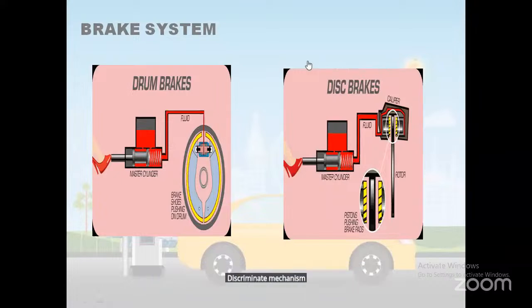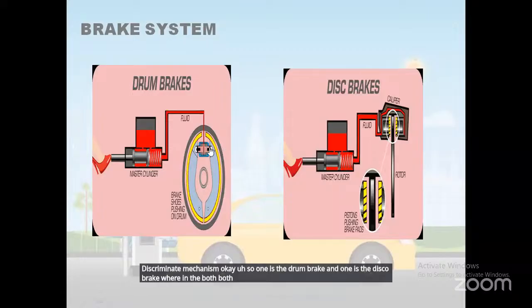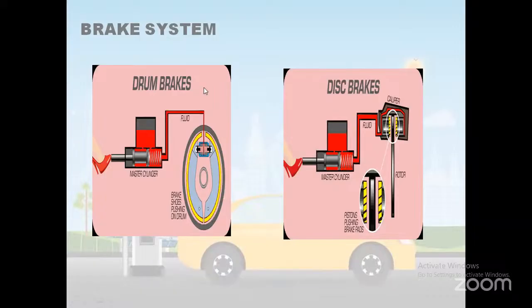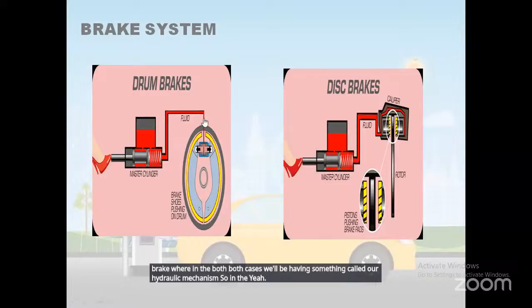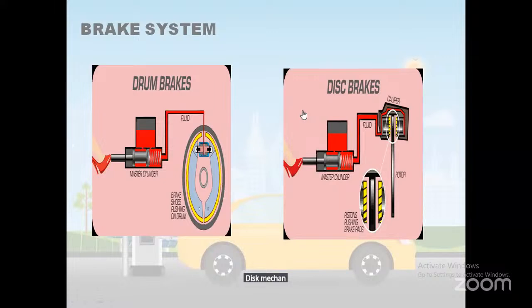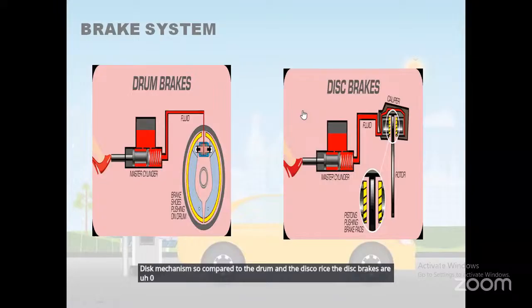Okay. So one is the drum brake and one is the disc brake, where in both cases we'll be having a hydraulic mechanism. In both cases, we'll be having hydraulic fluid. With the help of the hydraulic fluid, both brakes will be applied. In one case, we'll be having the drum mechanism, and in the other case, the disc mechanism. Disc brakes are 0.01 second faster compared to the drum brakes. That is what we'll be seeing.